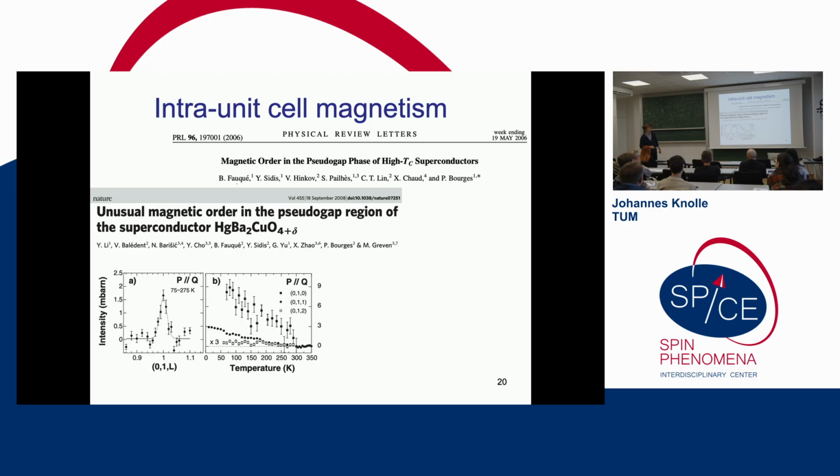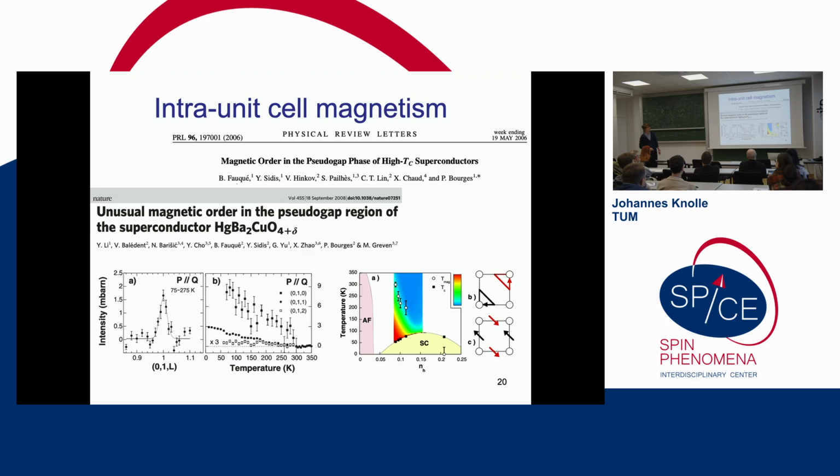So if you look in these papers, it's quite interesting. They have this intra-unit cell peak, which onsets in the pseudogap. And then in the paper, they basically draw pictures of altermagnets. And they have two candidates. One is a loop current, and the other is the one with magnetic moments on the oxygen. And that is the altermagnet that we had before. And now we hear where it has been falsified.